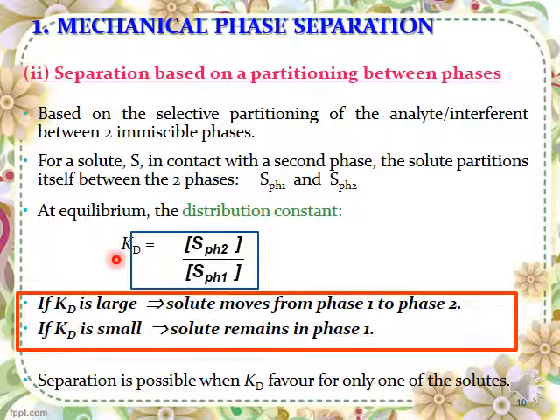If KD is small, if this value is small, it means the solute remains in phase 1, or it partitions very little to phase 2. So separation is possible when KD favors only one of the solutes. You have to select a good solvent for the analyte of interest to partition into. Otherwise you will not get a good KD value.